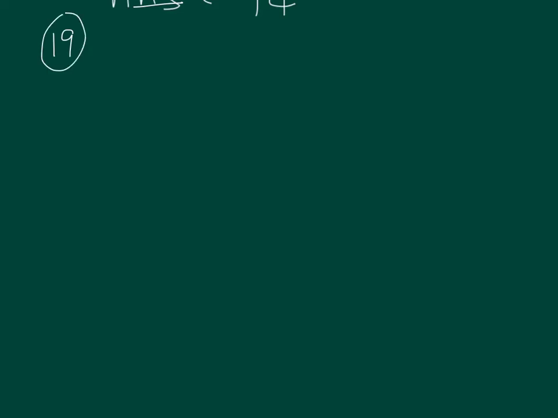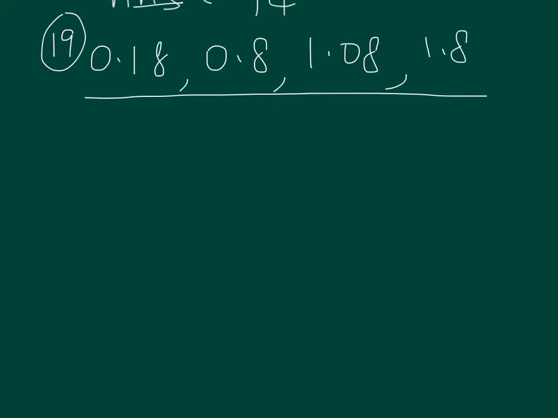Question 19. Arrange 0.8, 0.18, 1.08 and 1.8 from the smallest to the largest. Okay, from here we could see that 0.18 is the smallest, followed by 0.8, followed by 1.08, and finally 1.8. This is the answer to the question. We move on now to question 20.